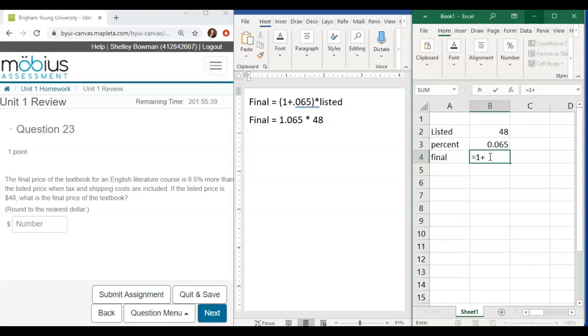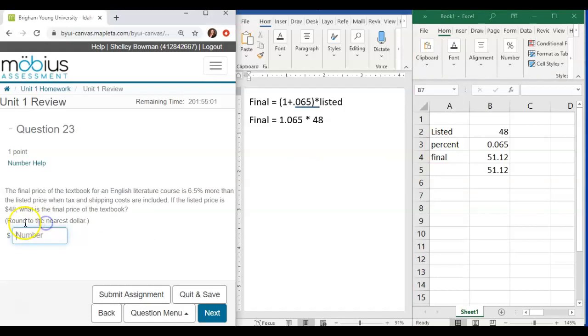1 plus our 0.065, and I can put this in parentheses here, or I could have typed out my 1.065, and that's okay, either direction. Then times 48 will give us our answer, or like I said, you could just type it out. 1.065 times, and cell reference the 48, or type in 48 as well. This way though, I can double check and make sure that I have that correct price. Either way, I get the same answer of $51.12.